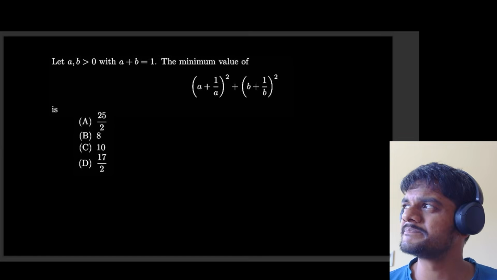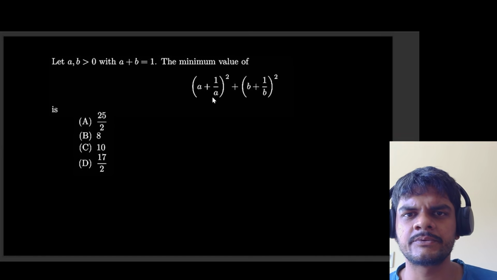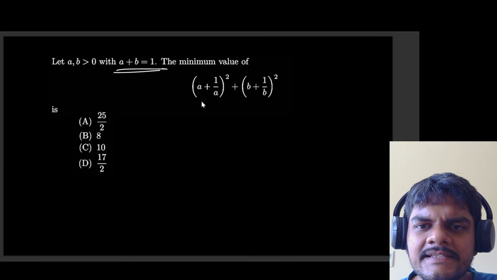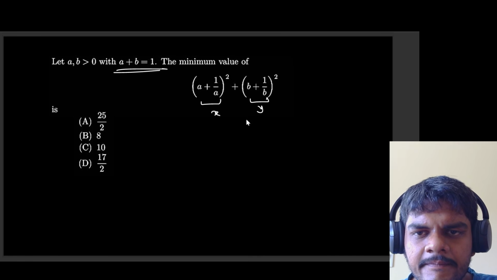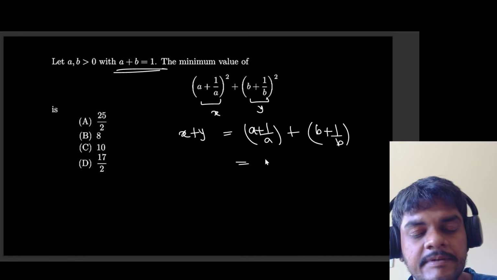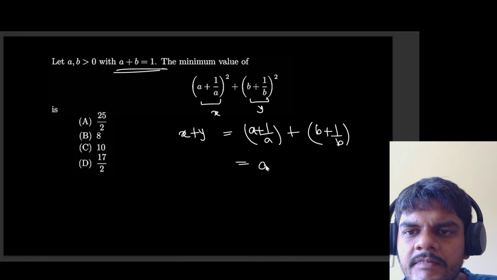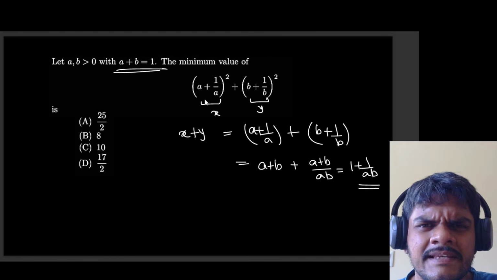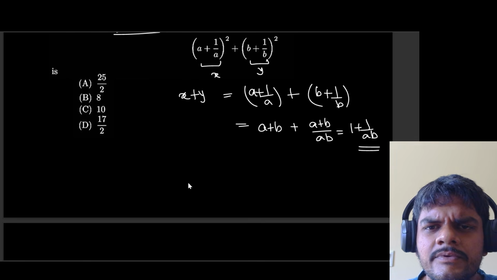Okay, so I think we all recognize this a plus 1 by a thing, but here a and b are related to each other. Let's say this is x and this is y. So x plus y will be equal to a plus 1 by a plus b plus 1 by b, and that will be equal to a plus b plus 1 by a plus 1 by b, which is a plus b by ab, which is equal to 1 plus 1 by ab. Yeah, so that is easy. That was easy. Now what do we do?